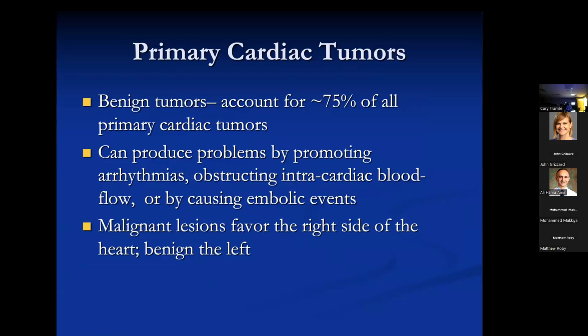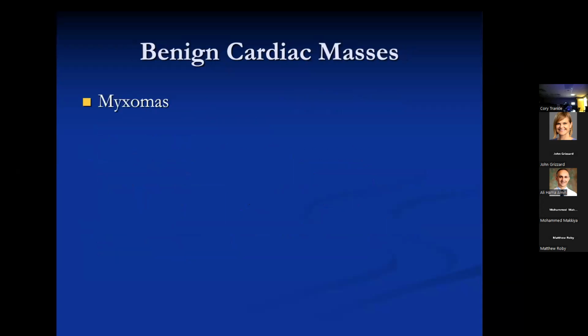Benign tumors make up about 3/4 of all primary cardiac tumors, and they produce problems. They can be related to arrhythmias. They can obstruct cardiac flow. They can produce emboli. Particularly myxomas are famous for producing kind of a myxoma syndrome where they'll have embolic events and sort of weird malaise symptomatology. Malignant lesions tend to occur more commonly on the right side of the heart and benign on the left, but there are obviously exceptions to this.